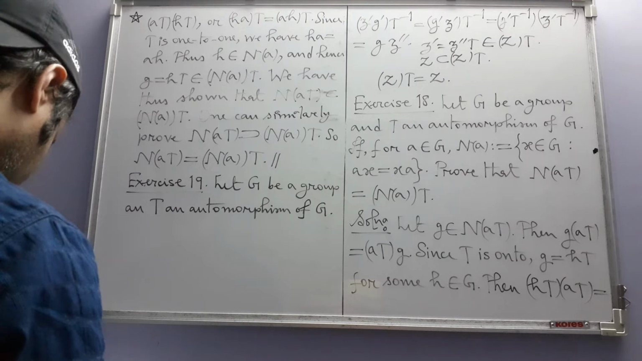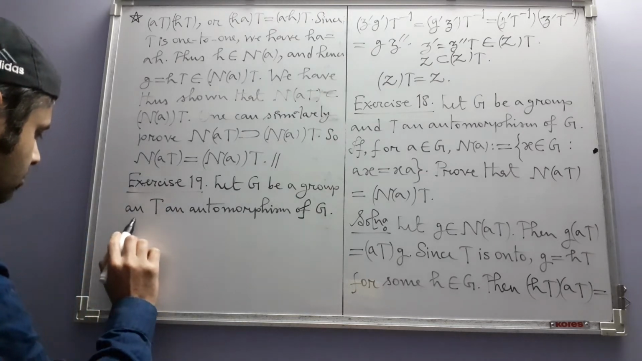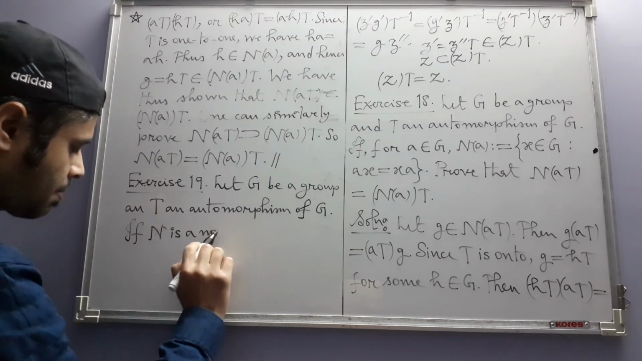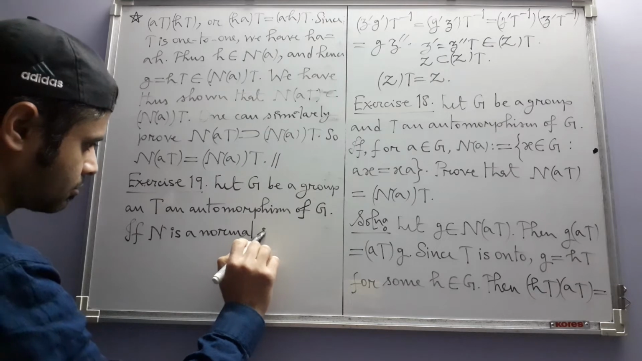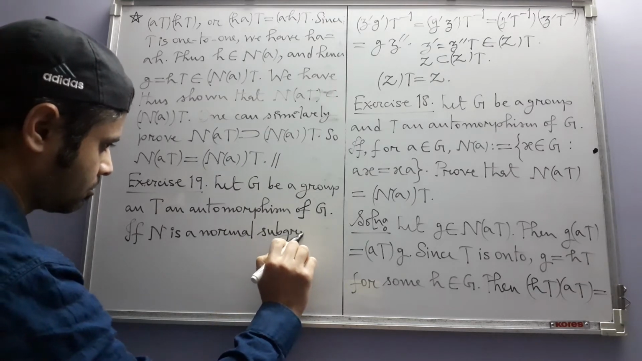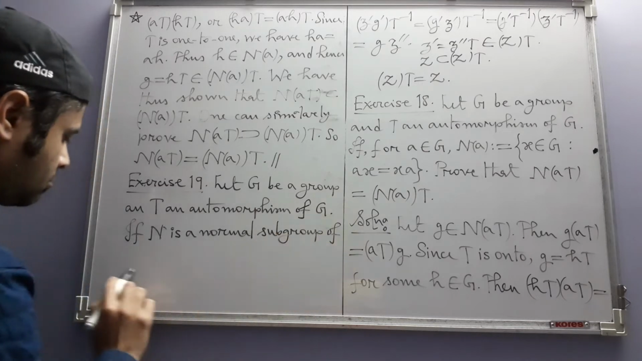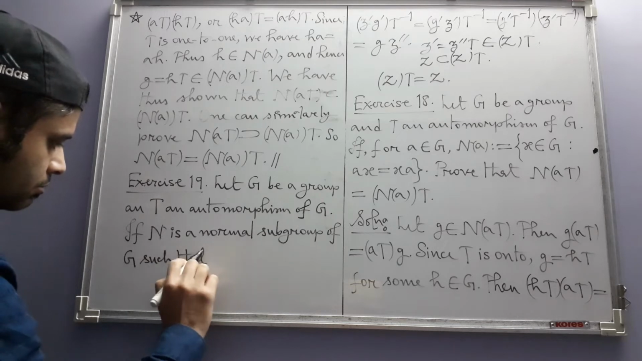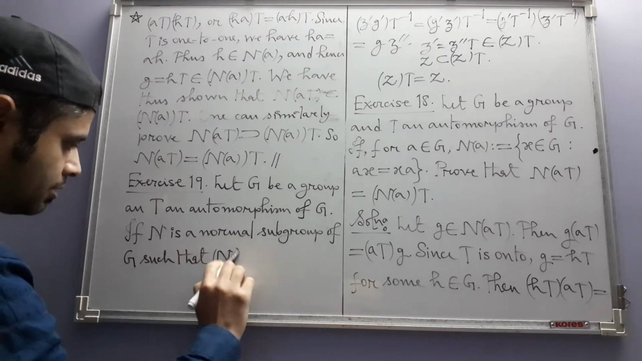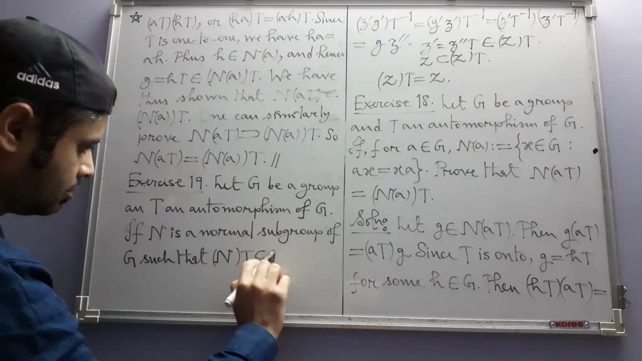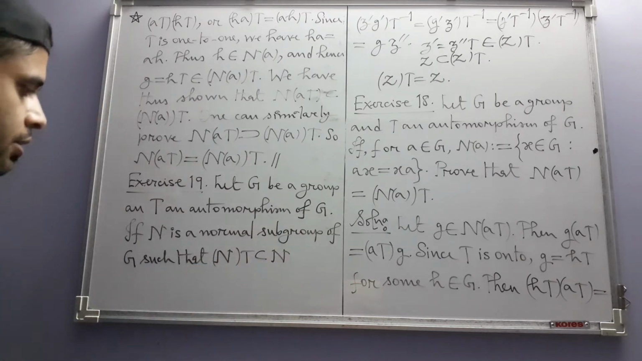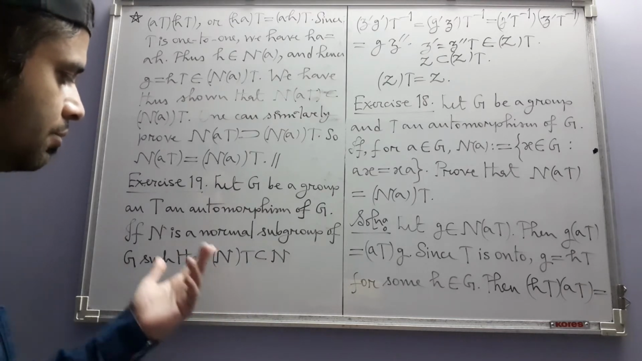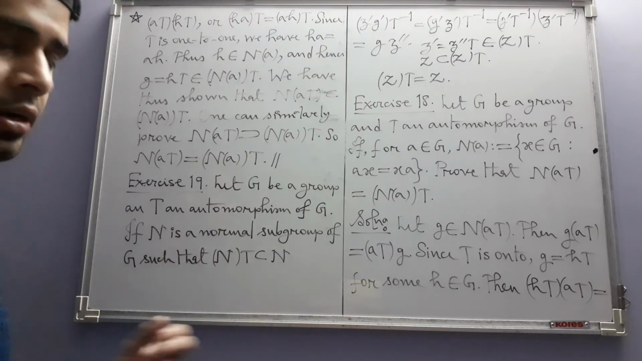If N is a normal subgroup of G, such that the T image of N is contained in N. This condition, there is a way of expressing this. When this happens, we say that N is invariant under T.